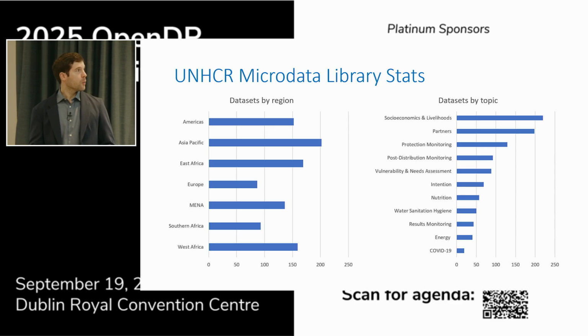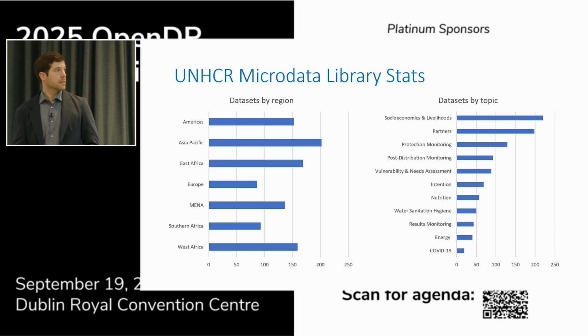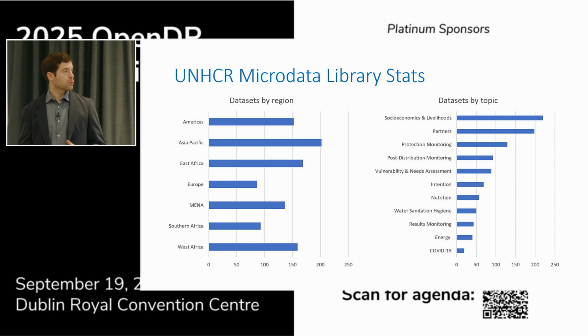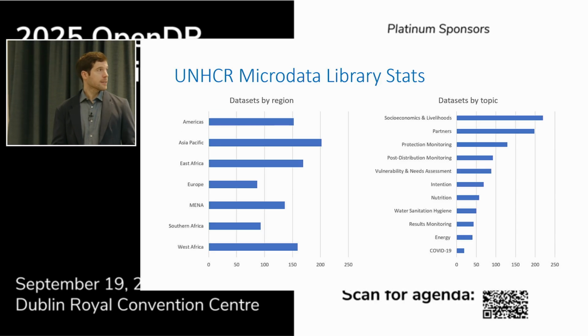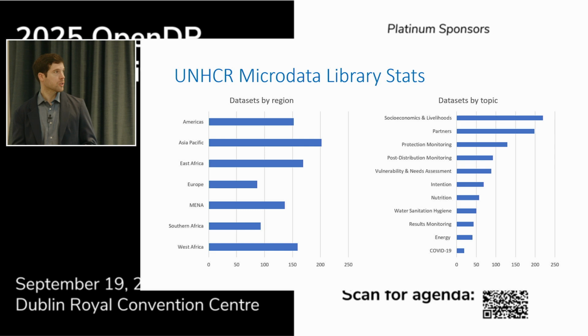Here we have a quick breakdown of all the available data sets. You can go there, browse by country or by region, and see also the topics. You can see also we have many data sets from other organizations. So often they produce data sets, but they don't have a library to share their data sets. So we can also host data sets of other organizations. Everything about forced displacement.